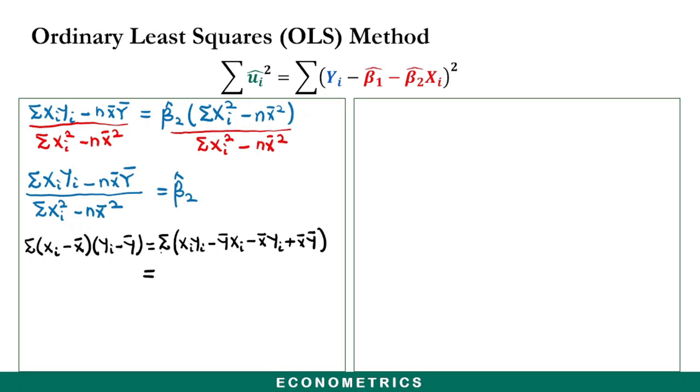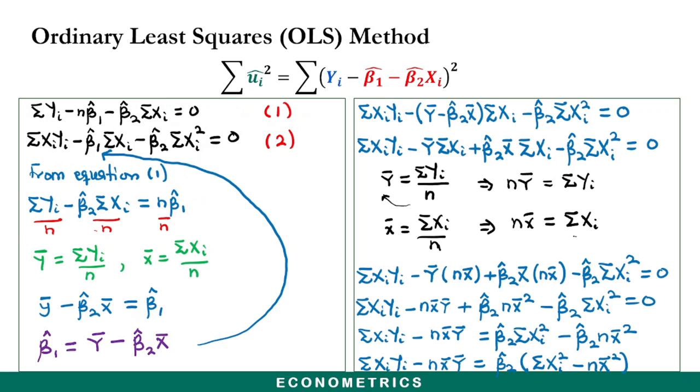Now we go ahead and distribute the sigma notation throughout. So we have sigma xi yi, and then minus y bar, because y bar is a constant, so sigma xi, and then here we have minus x bar sigma yi, and then plus x bar y bar are all constant terms. So this sigma will now become n x bar y bar. And then we go ahead and substitute. If you recall previously, we denoted that sigma xi is simply n x bar and sigma yi is n y bar.